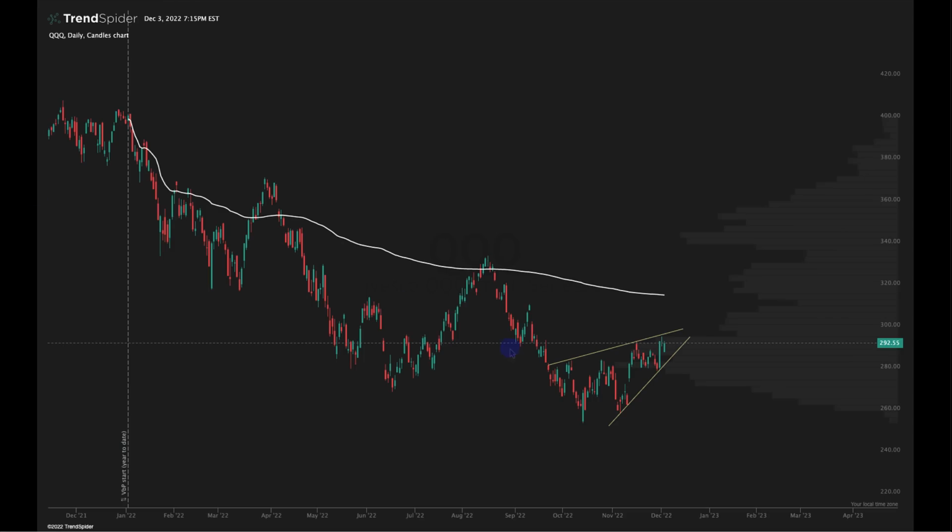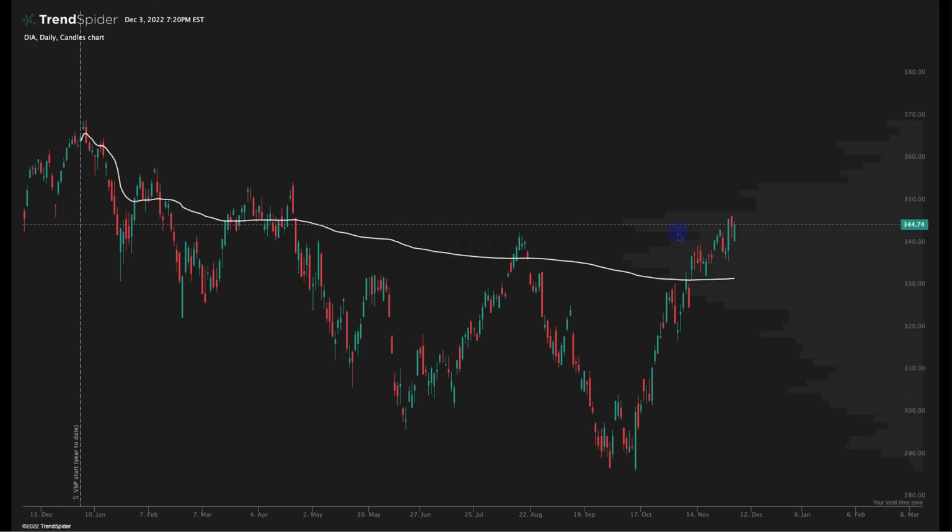Let's continue on and look at the Qs. The Qs haven't had nearly as good of a bid as the S&P 500, but you can see it's also within that rising wedge structure. Like I said, the return of the wedges over here, the worldwide wedge. So if it breaks out up through this, we're going to start paying attention to this anchored VWAP from the year-to-date perspective.